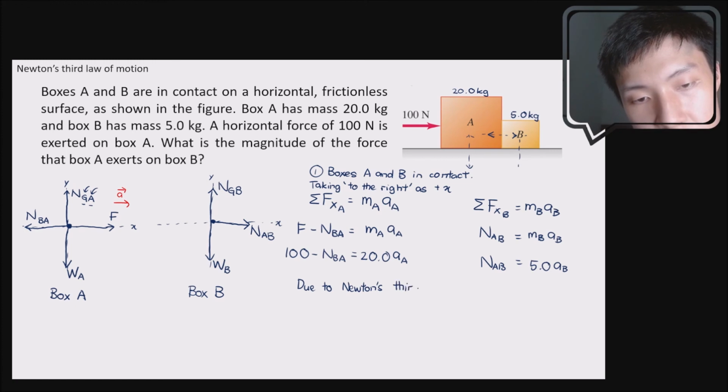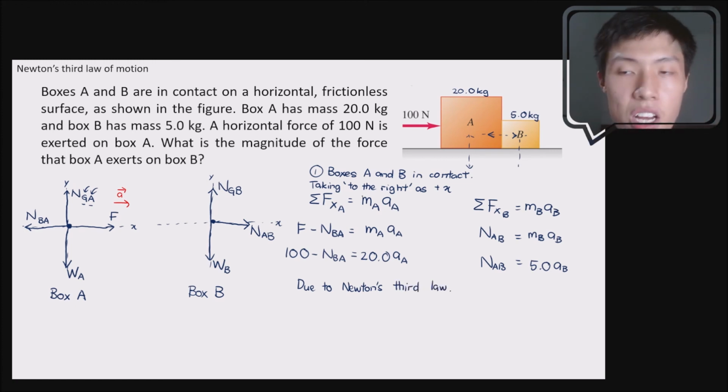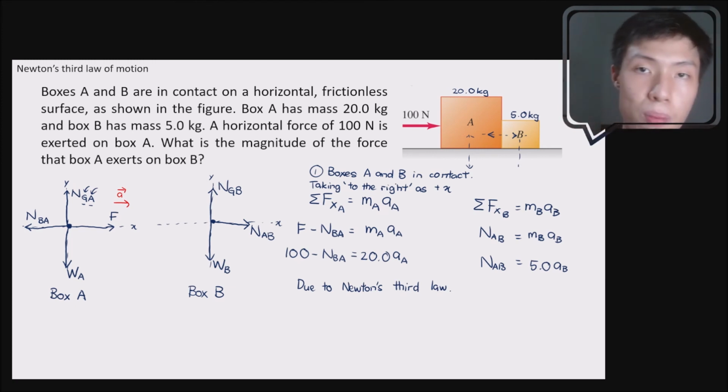forces exist in pairs. Okay, there's an action-reaction pair. So you know that if A exerts a force on B, B will also exert a force on A, and the force should be the same magnitude, opposite direction. So if this is the force exerted by B on A, then it should have the same magnitude as the force exerted by A on B. So this NBA and this NAB here is actually an action-reaction pair.